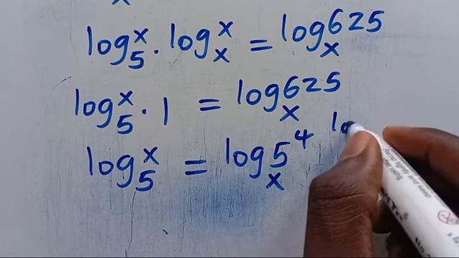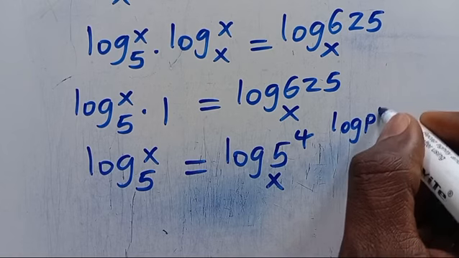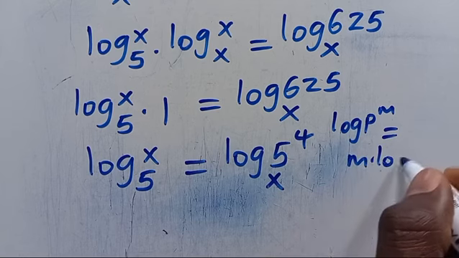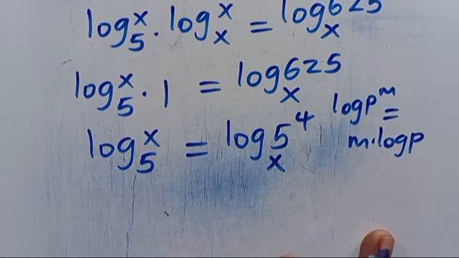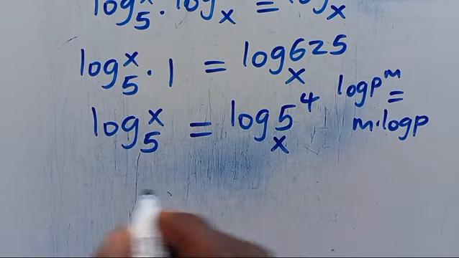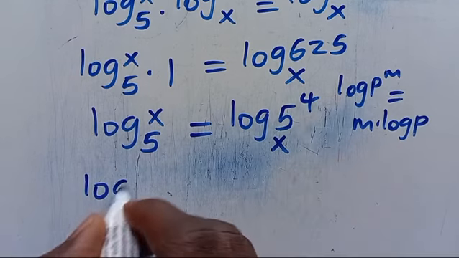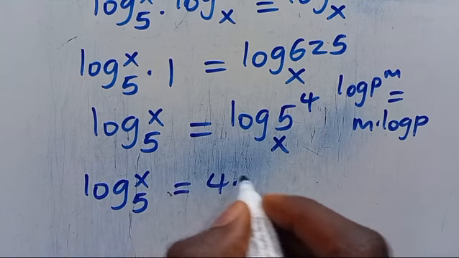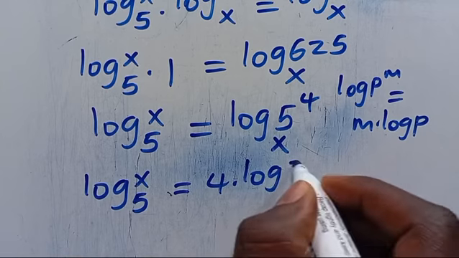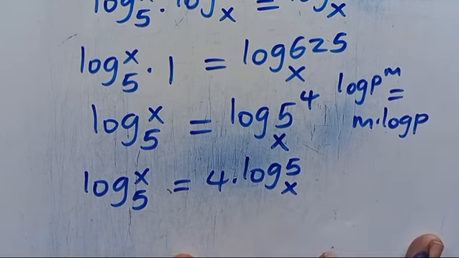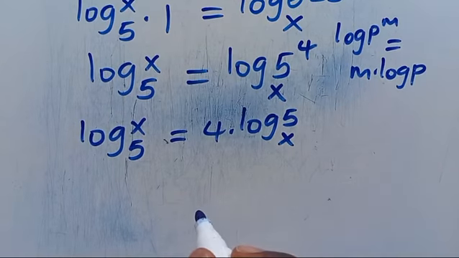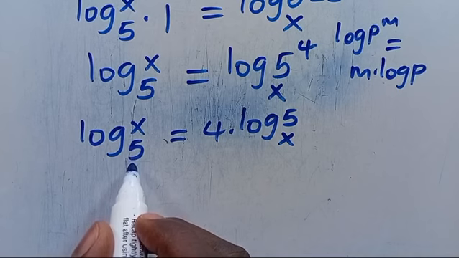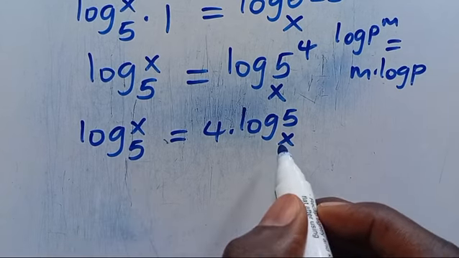Then when we have log p to the power of m, this power m will come down to base as m multiplied by log p. So we have this power to be, let's write this first, log x in base 5 equals 4 multiplied by log 5 in base x. Now, we have log x in base 5. We also have log 5 in base x.